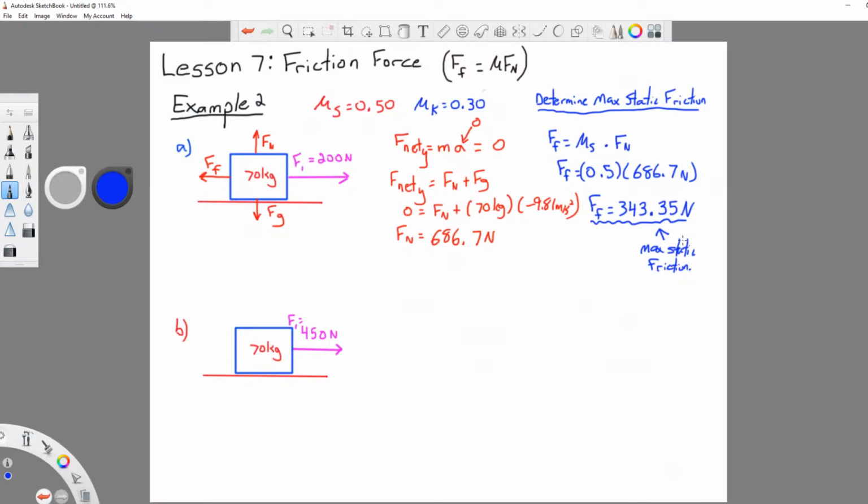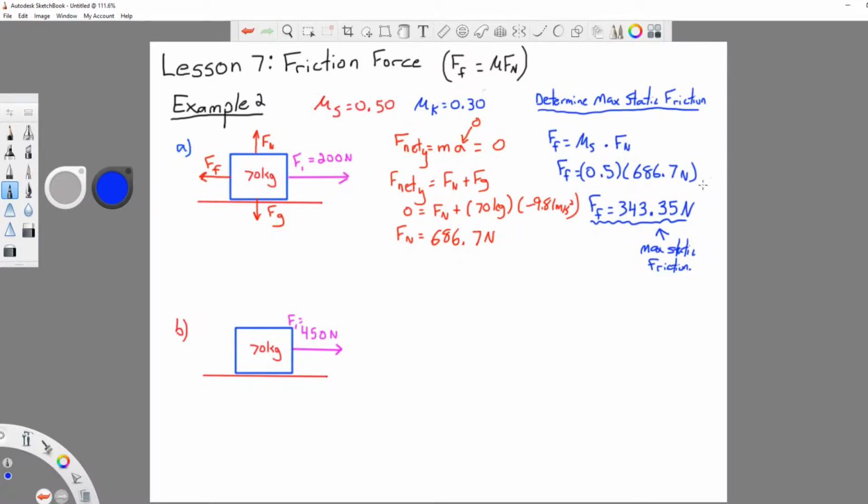And what this value means is that in order to get this block sliding, we have to pull with a force of at least 343.35 newtons. If we look at what we're pulling at, we're only pulling with 200 newtons, meaning that there's too much friction here to move this block. Right? This block has so much friction that even a force of 200 newtons can't get it to move.